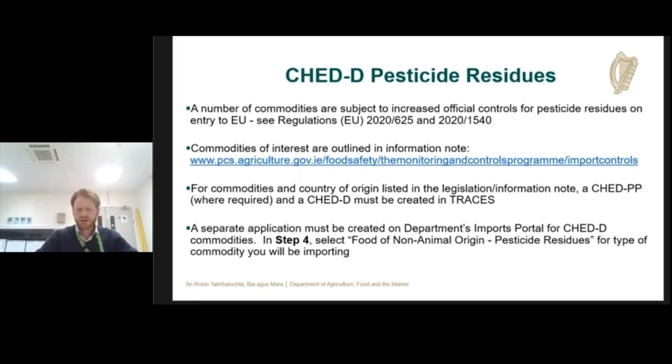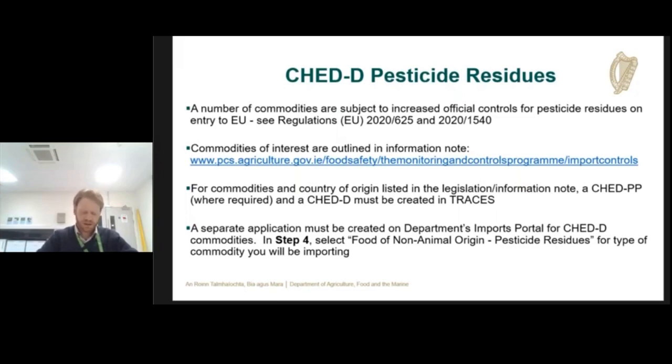And so, as I mentioned at the beginning, some commodities will be subject to dual controls. So you'll have to create a SHED PP and a SHED D. So if you have a SHED PP created, there's a handy feature in TRACES where you can clone that SHED PP and create a SHED D. So it's literally just one click of a mouse, and then you have two SHEDs created. But both of these would need to be submitted to DAFM separately through the DAFM portal, and I will go through that in more detail shortly.